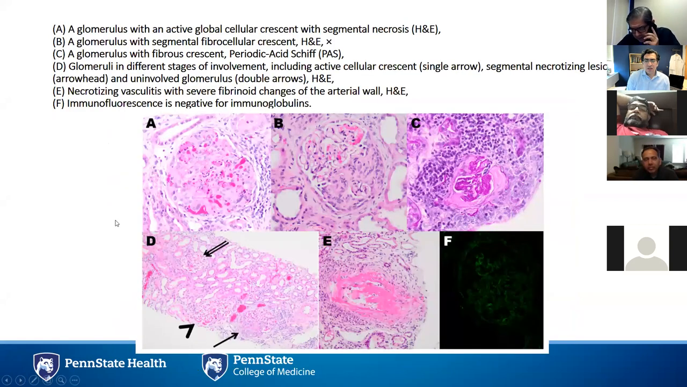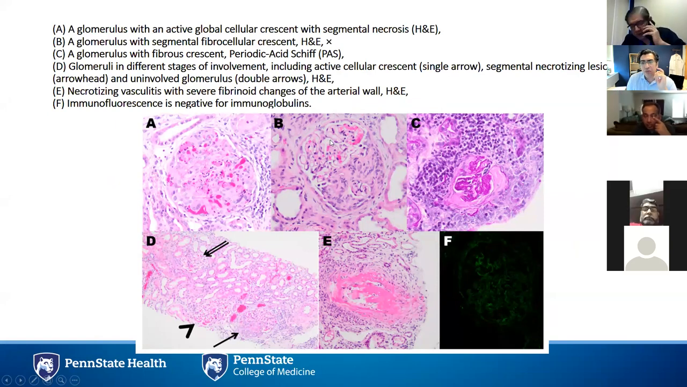So this is another set of slides. In A, you see that there is an active global cellular crescent with segmental necrosis. So you can see that the crescent is really global. In B, there is this segmental fibrocellular crescent. This is the crescent, and this is your normal glomeruli, and you also see the fibrinoid necrosis. In C on this side, there is a fibrous crescent, this one. And cells have a lot of activity here too.